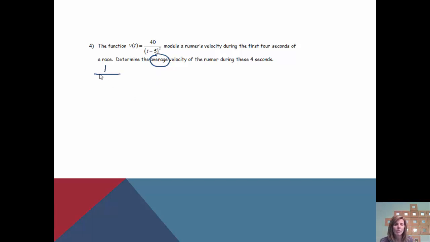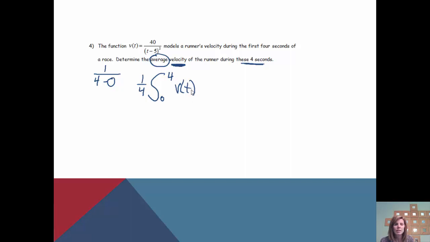So we're going to have 1 over b minus a. In this case, we're running for the first 4 seconds, so it's going to be from 0 to 4. So it'll be 1 over 4 minus 0, which will just be 1/4. My integral will go from 0 to 4. And then what did it say to find the average of? It said to find the average of the velocity. Well, they gave us a velocity formula, which is just v of t.